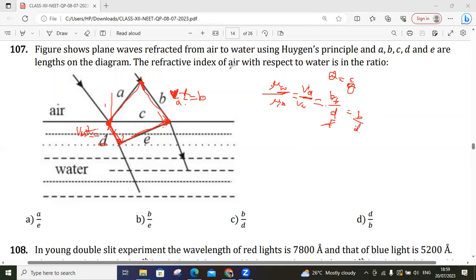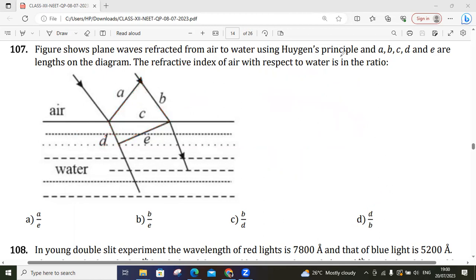But this is what they have asked, refractive index of air with respect to water. Mu a by mu w they have asked. But we have got mu w by mu a. So your answer will be d by b, right? Not b by d. D by b is option D. 107 is option D. Okay. Then we'll go for the next question.